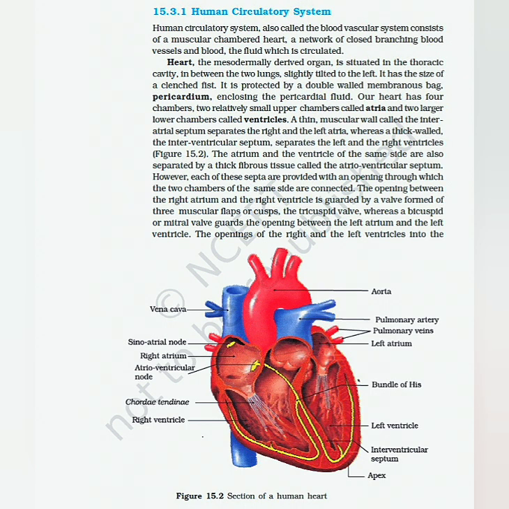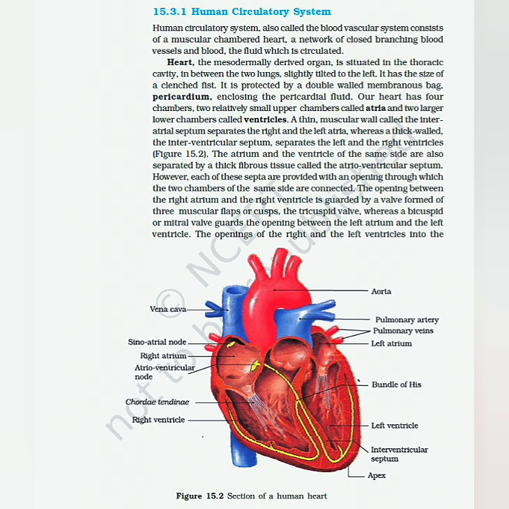Our heart has four chambers, two relatively small upper chambers called atria and two larger lower chambers called ventricles. A thin muscular wall called the inter-atrial septum separates the right and left atria, whereas a thick-walled inter-ventricular septum separates the left and right ventricles. The atrium and the ventricle of the same side are also separated by a thick fibrous tissue called the atrioventricular septum. However, each of these septa is provided with an opening through which the two chambers of the same side are connected.